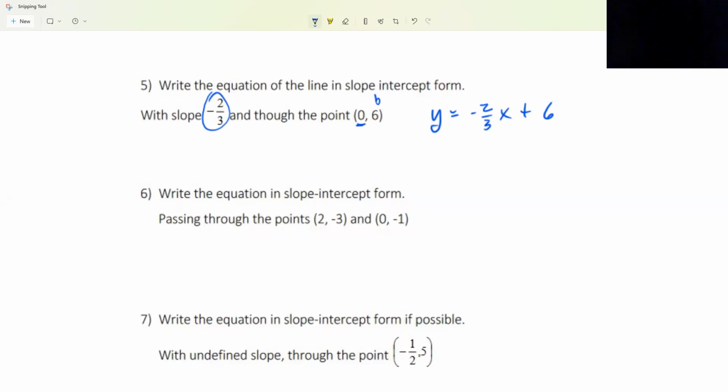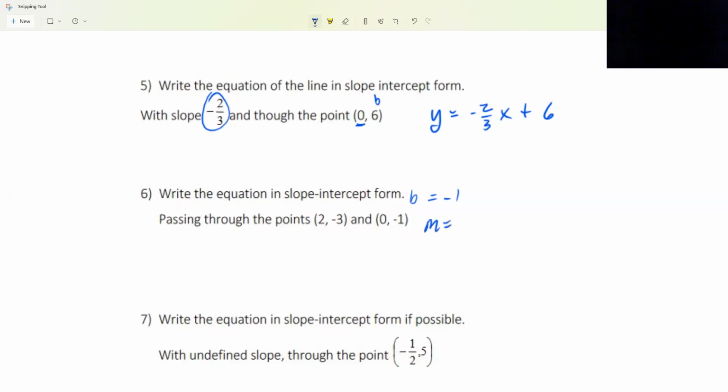Okay. So with this one, they gave us the slope and a point. The next one down here, they gave us 2 points. Now we know that one of them is b. So b is equal to -1. But we've got to figure out what the slope is.